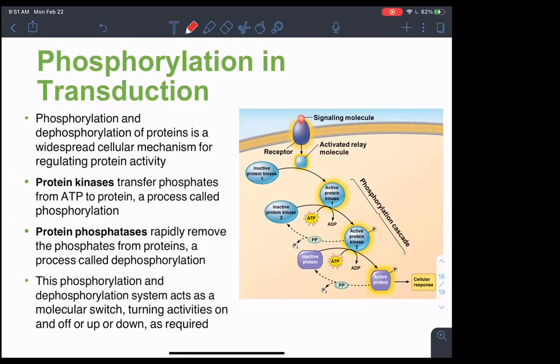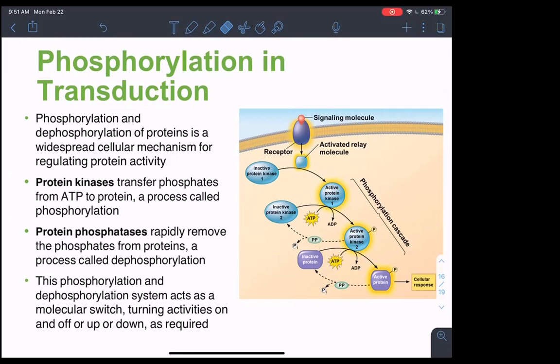So phosphorylation in transduction is important because this is one way that signals are transduced. Phosphorylation and dephosphorylation of proteins is a very widespread cellular mechanism for regulating protein activity. So protein kinases, remember we talked about what a kinase is. ASE means enzyme, right? Well, the kine part means it's going to phosphorylate something. So it transfers phosphates from ATP to proteins in a process called phosphorylation. So that's adding a phosphate group to something. So kinases are responsible for adding phosphates.